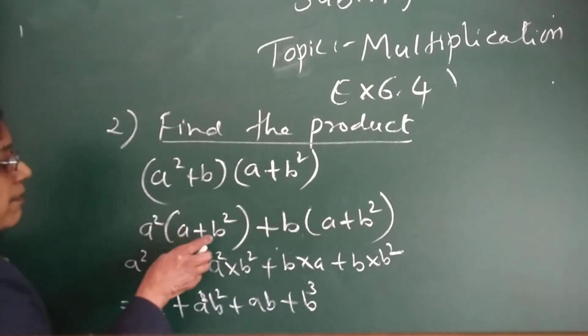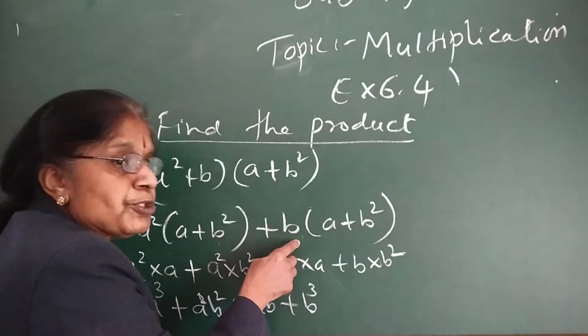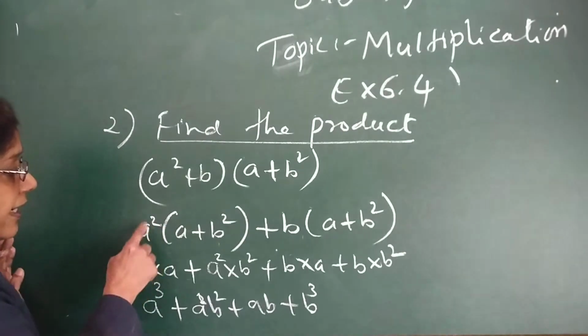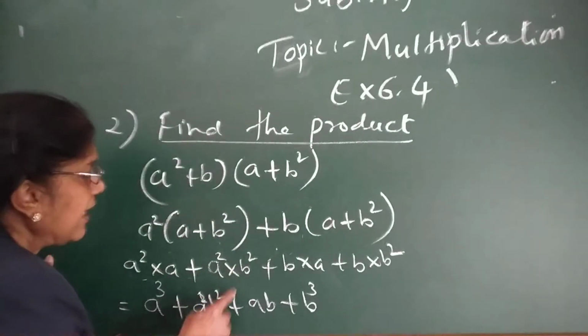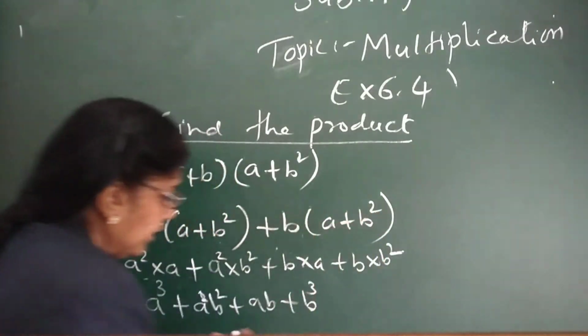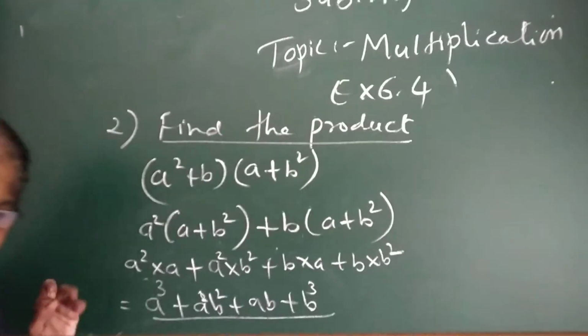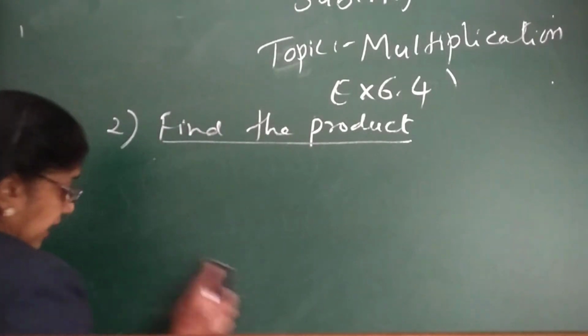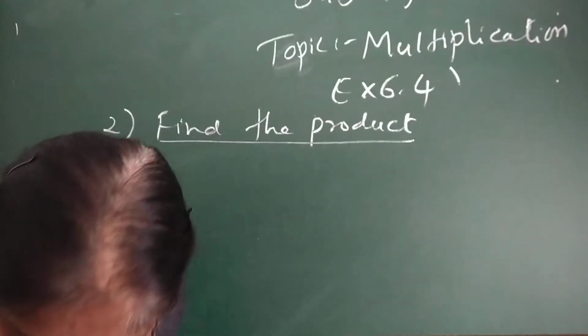So a square should be multiplied with a plus b square, b should be multiplied with a plus b square. So a square into a is a cube, a square into b square is a square b square, b into a is ab, b into b square is b cube. So this is your answer. So children, you came to know how to find it. In that same second one, I will see the next one.